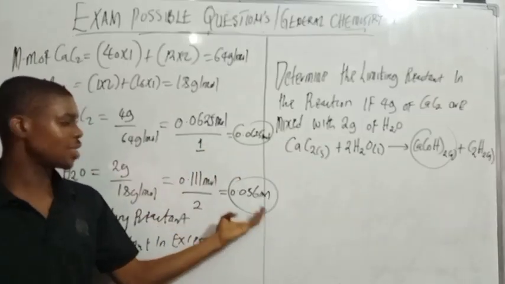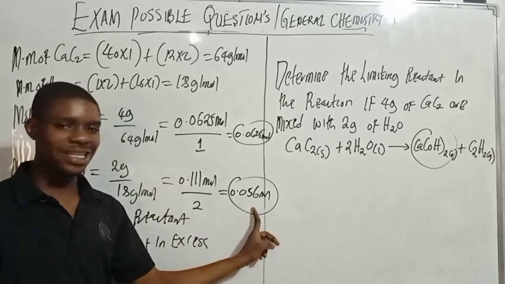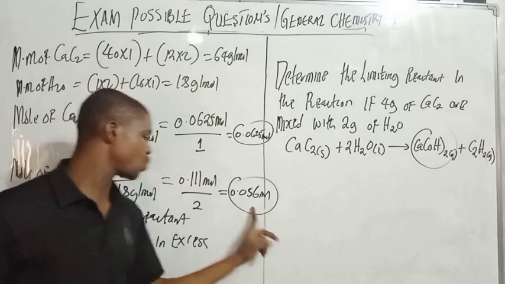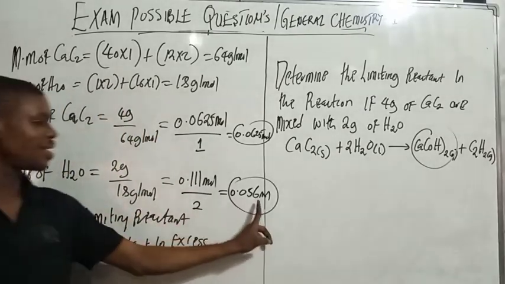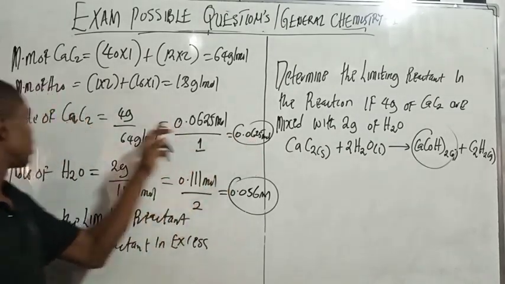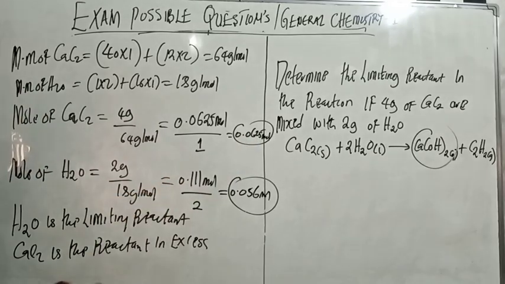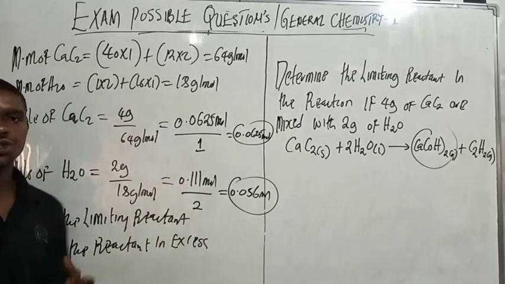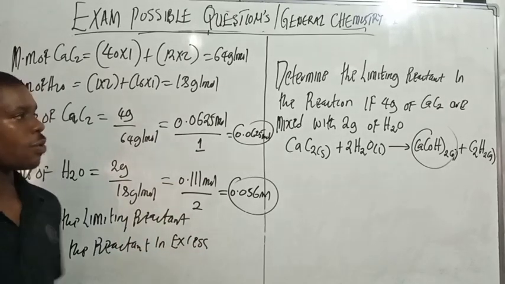Now the next thing you want to do here is to look for the one that has the least mole. This one has the least mole, so the one that has the least mole is the limiting reactant. So it is water that produces the least mole here, so it's the limiting reactant. The calcium carbide is the reactant in excess. Do you understand now? So these are simple ways you can know your limiting reactant and reactant in excess just from the mole.